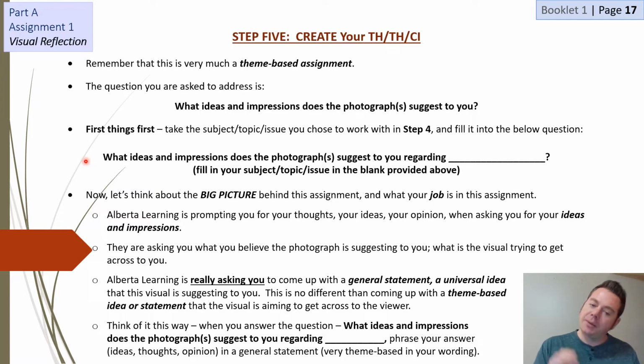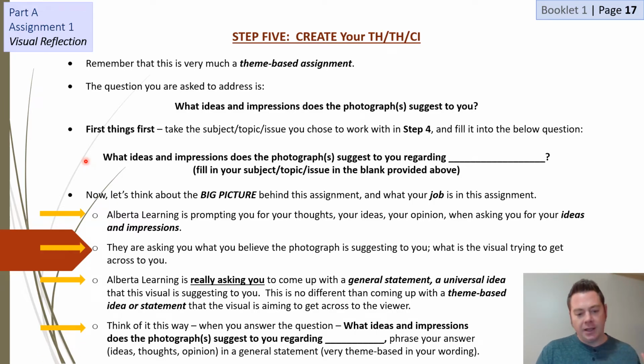Now, let's think about the big picture behind this assignment, what your job is. Alberta Learning is prompting you for your thoughts, your ideas, your opinion when asking you for your ideas and impressions. They're asking you what you believe the photograph is suggesting to you. What is the visual trying to get across? Alberta Learning is really asking you to come up with a general statement, a universal idea that this visual is suggesting to you. This is no different than coming up with a theme-based idea or statement that the visual is aiming to get across to the viewer.